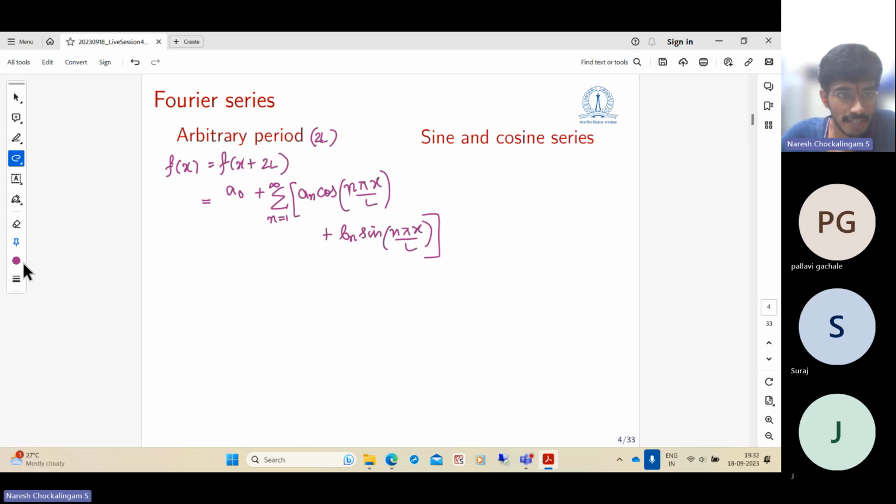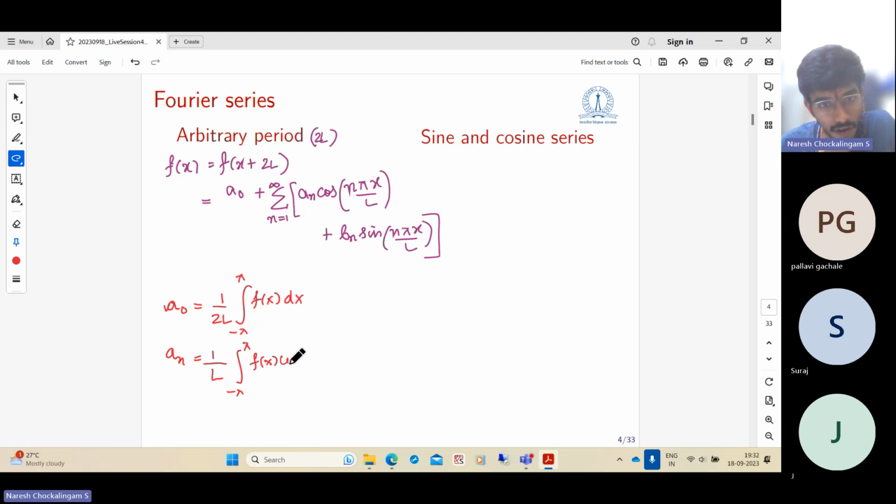And what are the Fourier coefficients? They are simple. Exactly the same formula, just replace pi with L. So A naught is equal to 1 by 2L integral from minus L to L of f of x dx. An is equal to 1 by L integral of f of x cos, instead of nx, you have n pi x by L, dx.